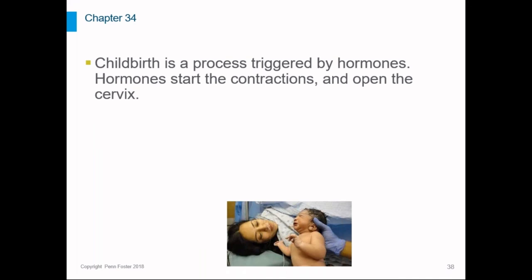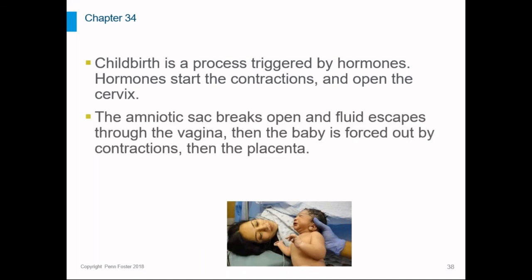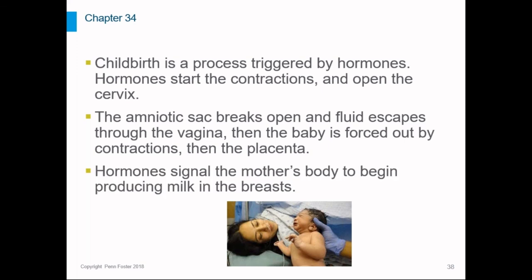Childbirth is a process triggered by hormones. Hormones start the contractions and open the cervix. The amniotic sac then breaks open and fluid escapes through the vagina. Then the baby is forced out by the contractions, and then the placenta is forced out. Hormones signal the mother's body to begin producing milk in the breasts.